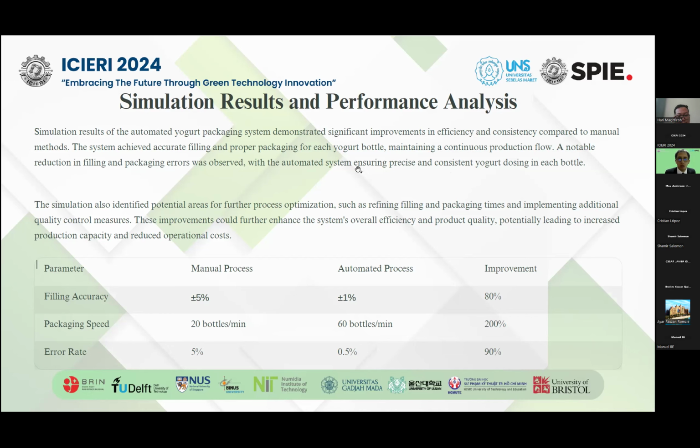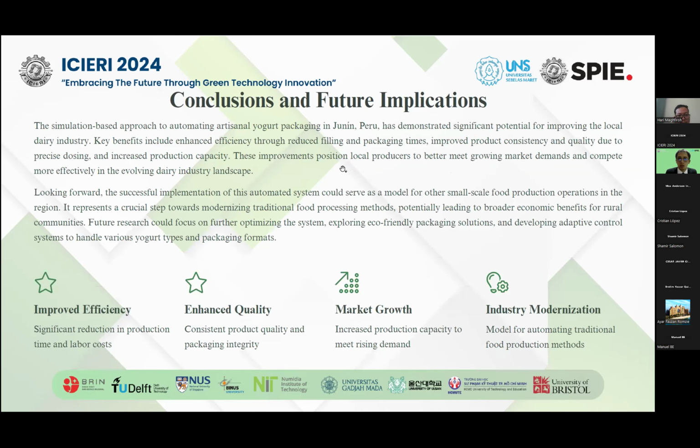The last part of this presentation is the conclusions and future implications. The simulation-based approach to automating artisanal yogurt packaging in Junín, Peru, has demonstrated significant potential for improving the local dairy industry. Key benefits include improved efficiency.